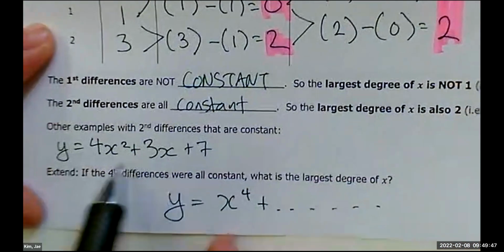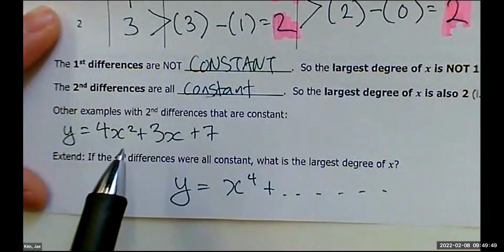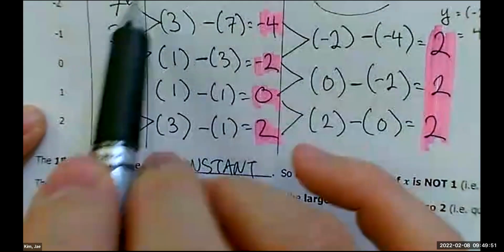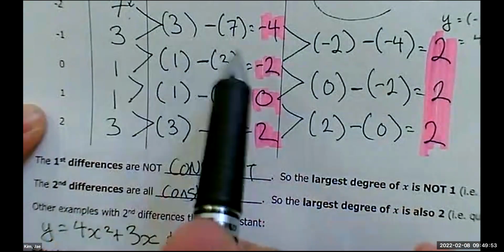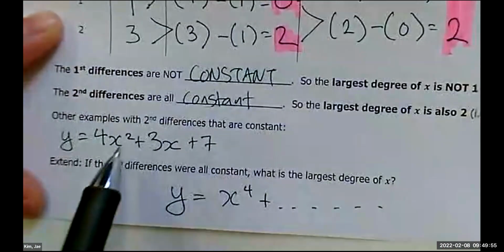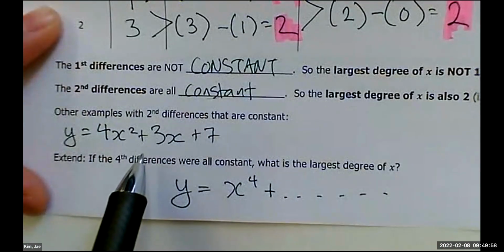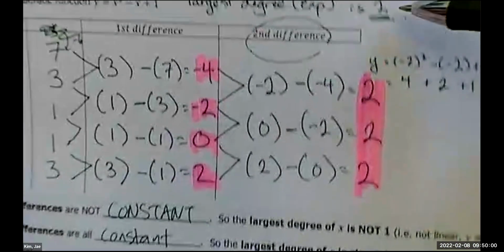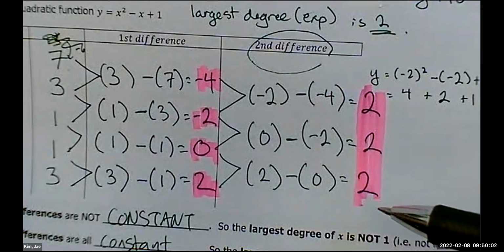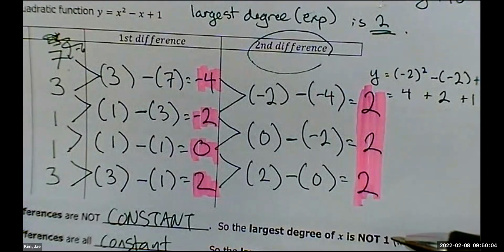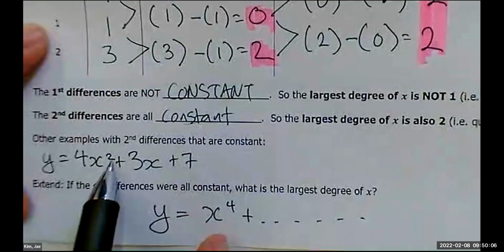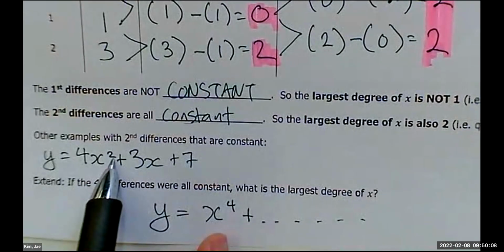Yes. This equation, if I did the finite differences, if I plugged in the x's, got the y's, subtraction and subtraction, I know for a fact this one would also give me the same number every time, the second differences. Just because I know the largest exponent is a 2.